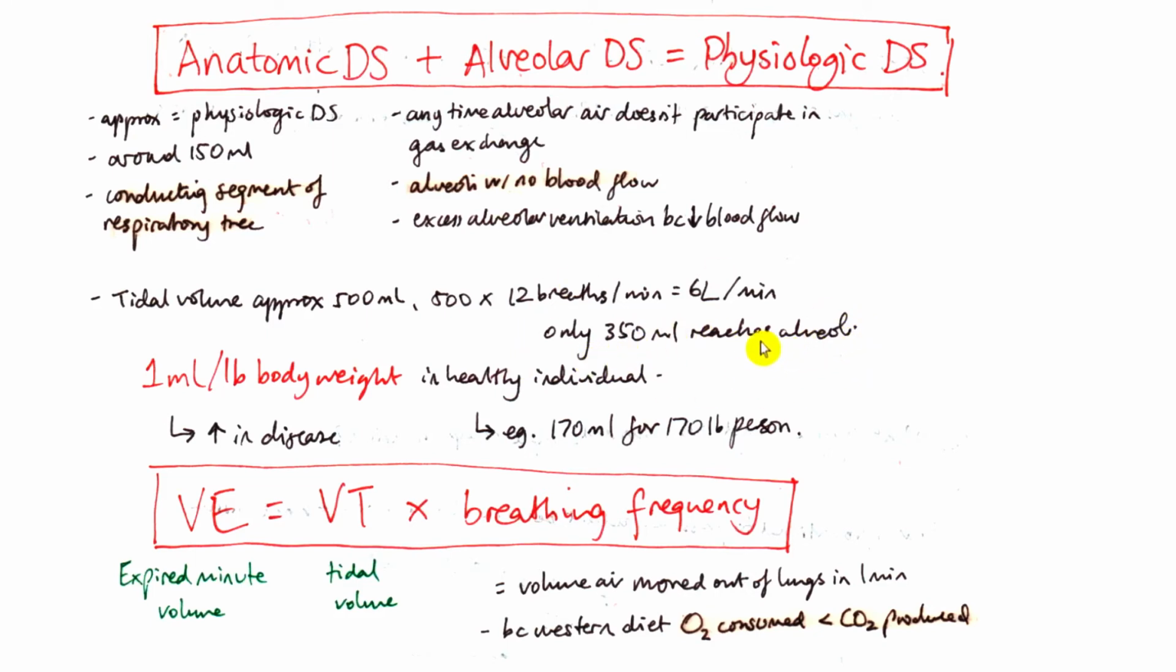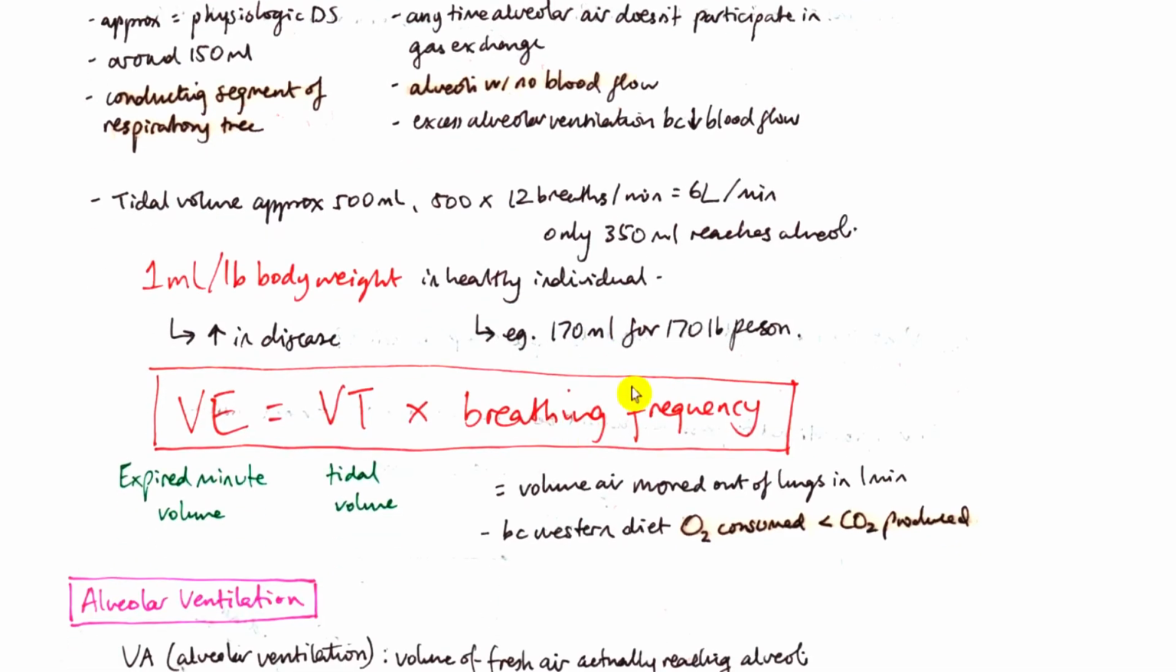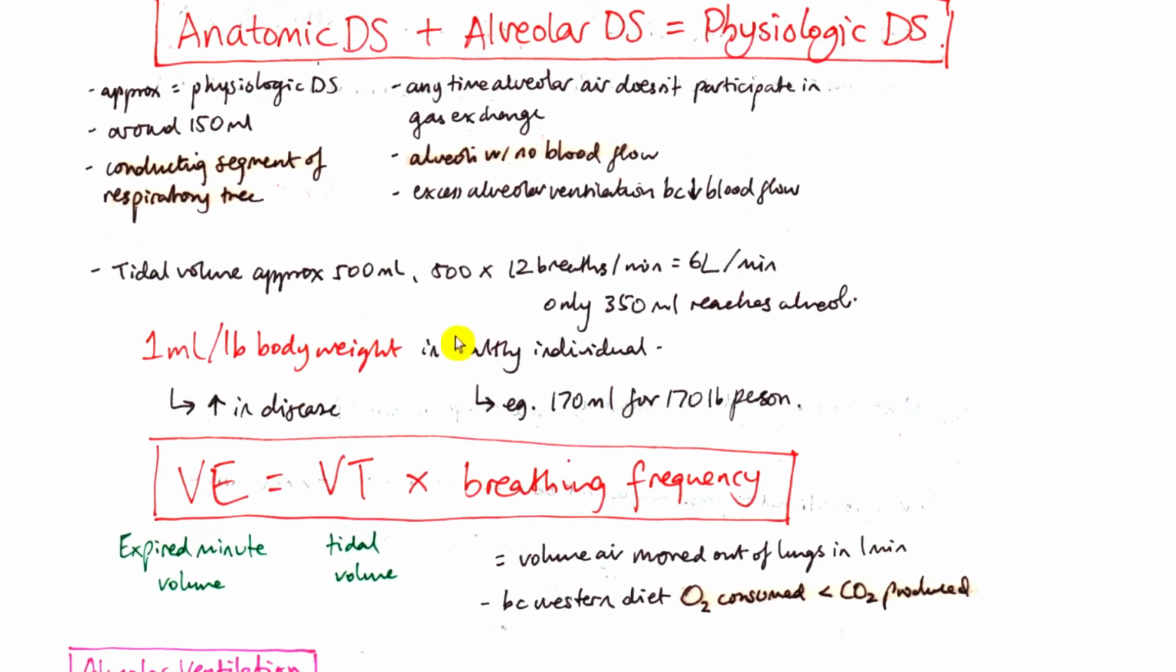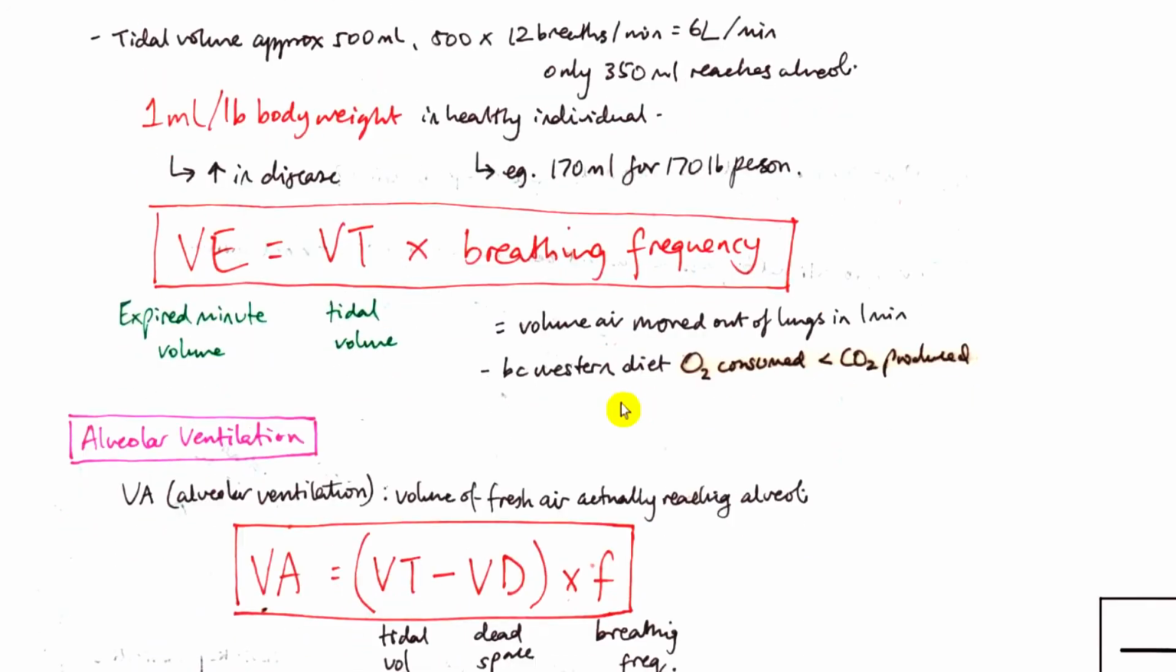So, as a rule of thumb, the amount of dead space for a healthy individual is about 1 milliliter per pound of body weight, but that increases in disease. So, for example, a 170-pound person will have around 170 milliliters of dead space. The expired minute volume, so the total amount of air that you expire in 1 minute, is equal to the tidal volume, so the amount of air that you breathe in and breathe out at rest, times the breathing frequency, so the amount of times that you breathe during a minute, which makes sense. And because of a Western diet, the oxygen consumed is less than the carbon dioxide produced, and we'll have a look at why that is later because of the respiratory exchange ratio.